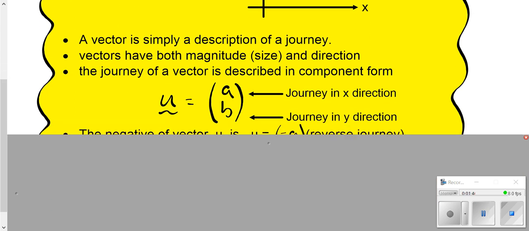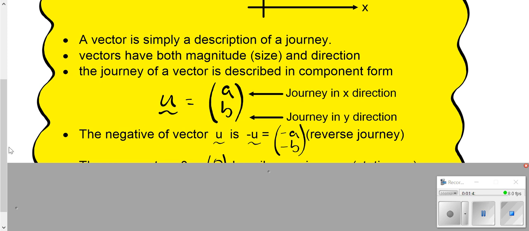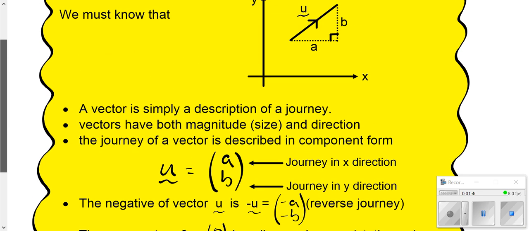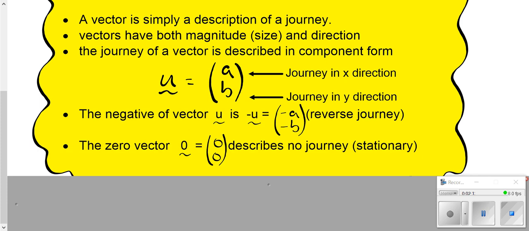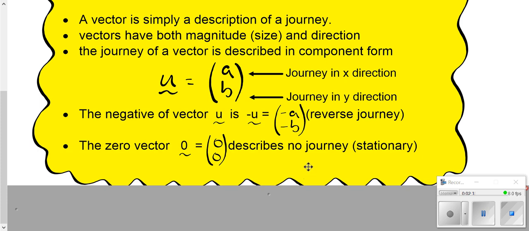Now, this same vector can go the other way. So remember, it's really important what way this arrow is going. Okay, if I wanted to head from top right to bottom left, that would be negative u. So it's the same vector, same length, same magnitude, it's just heading the opposite way. So that would be the negative, and it's the reverse journey. And that's where we would get a negative a in my x direction and a negative b in my y direction. Okay, so you can go backwards. And there is a 0 vector, okay? So something that doesn't move would just be 0, 0.